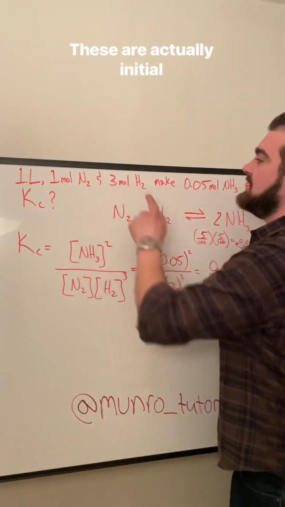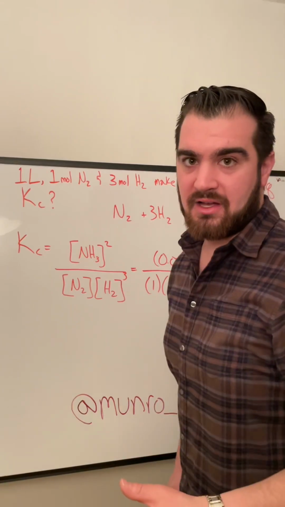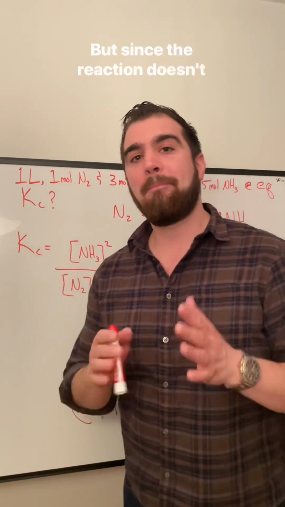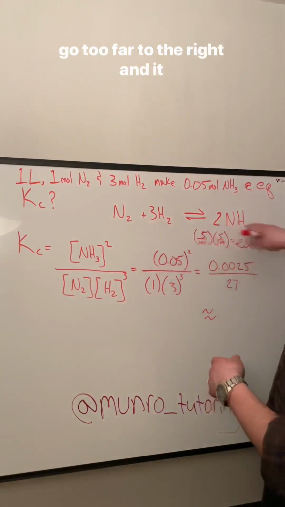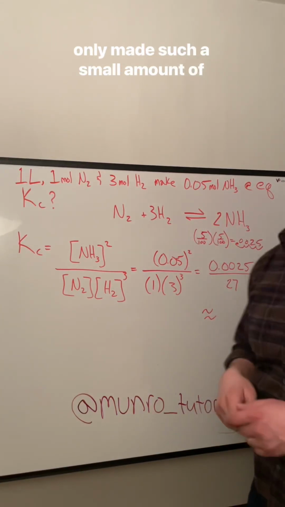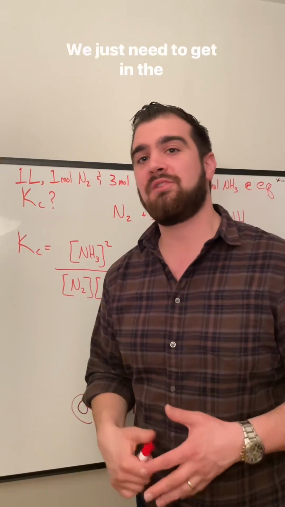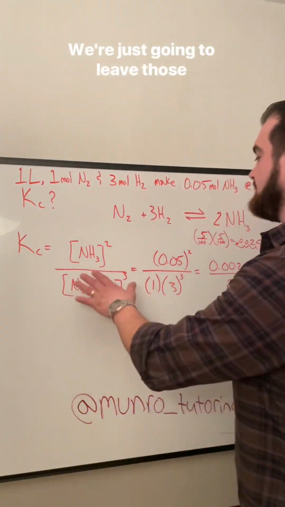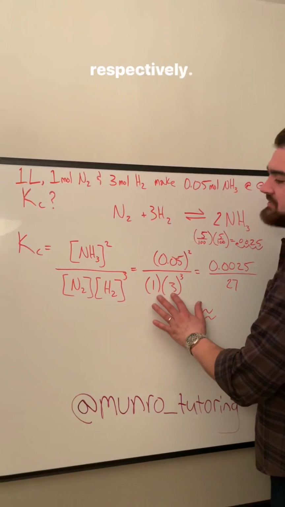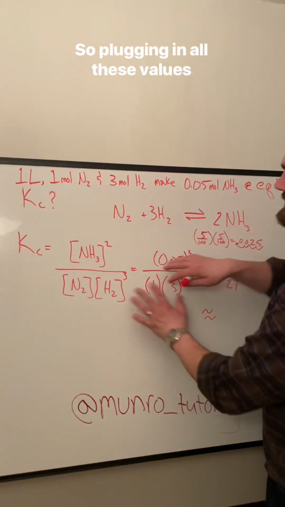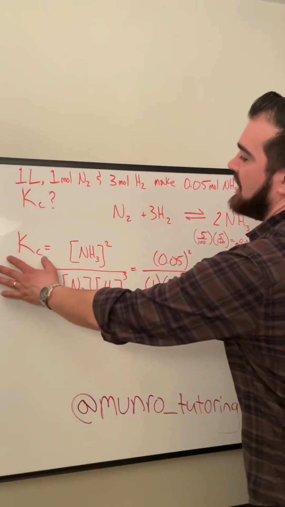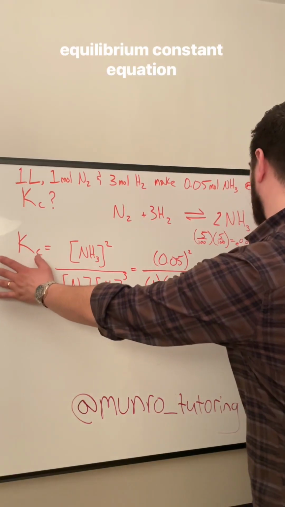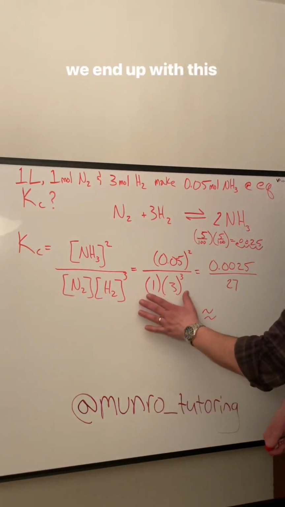These are actually initial values, the way that the question is proposed, but since the reaction didn't go too far to the right and it only made such a small amount of ammonia, and this is multiple choice, we just need to get in the ballpark. We don't have to adjust those values. We're just going to leave those as 1 and 3 respectively. So plugging in all these values into the equilibrium constant equation, we end up with this.